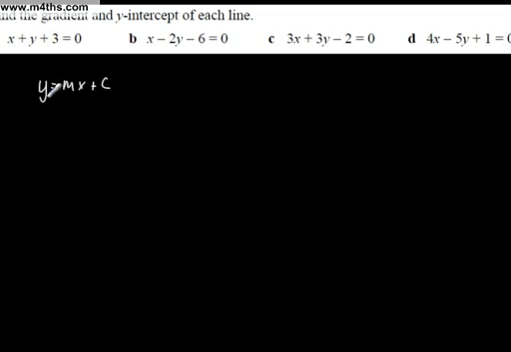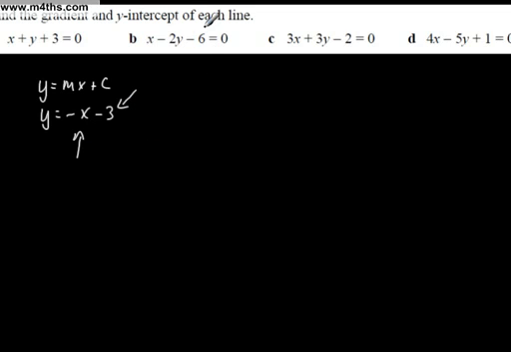So let's isolate y on here. So y is going to equal, subtracting 3 from both sides, subtracting x, will be minus x minus 3. So now we can see we've got a gradient of -1 and a y-intercept of -3.